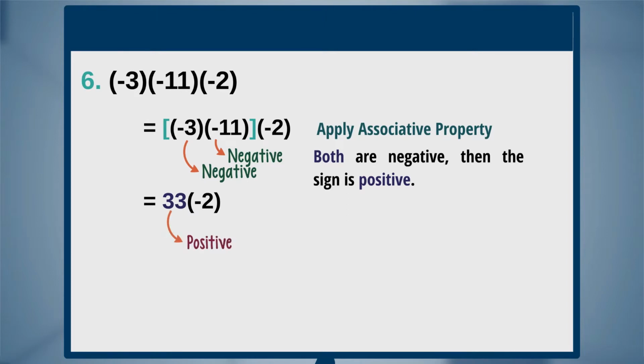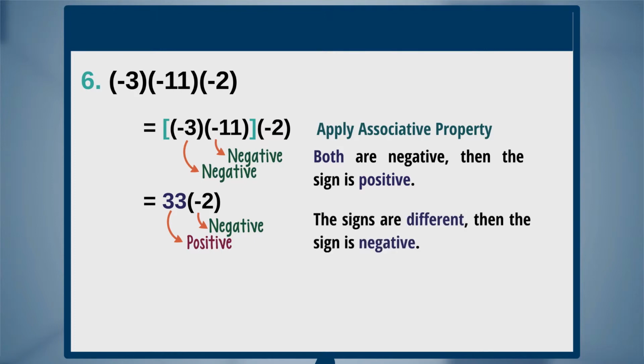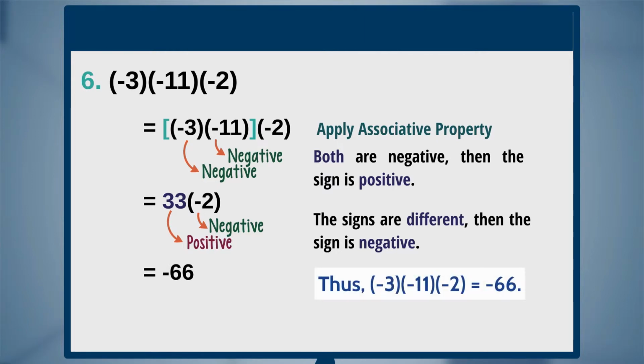We have to identify the signs. 33 is positive, while -2 is negative. The signs are different, so the sign will end up being negative. Multiplying gives us -66. Thus, -3 times -11 times -2 equals -66.